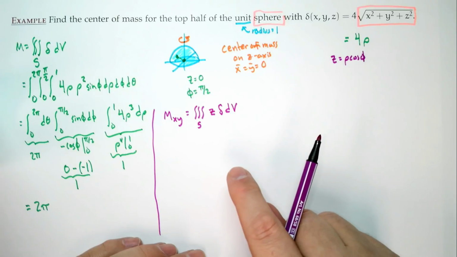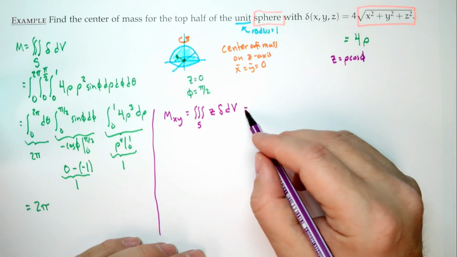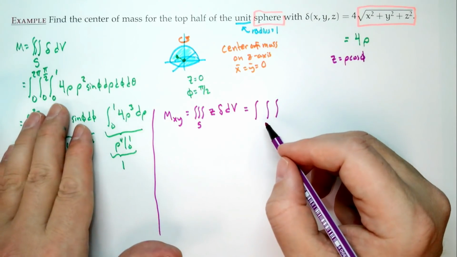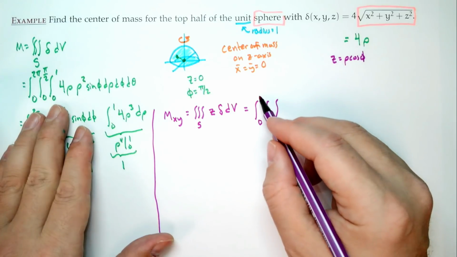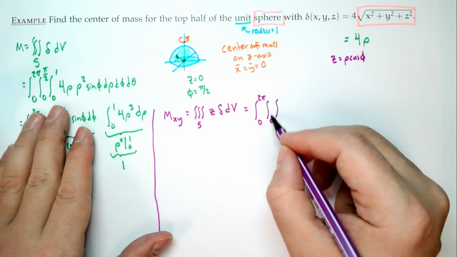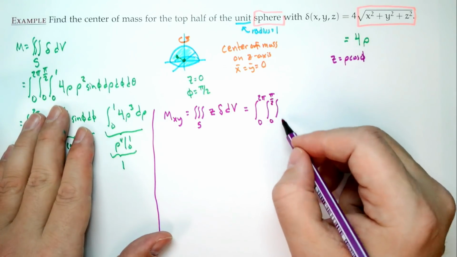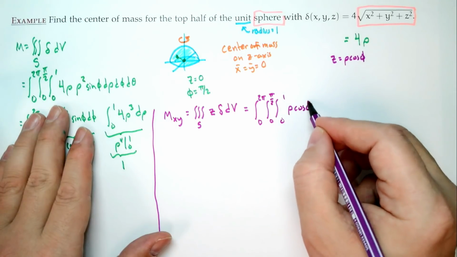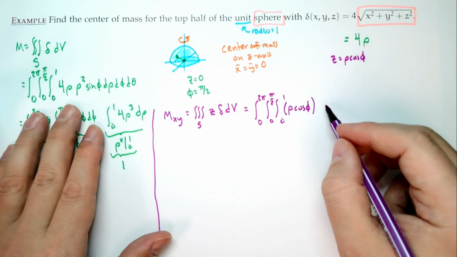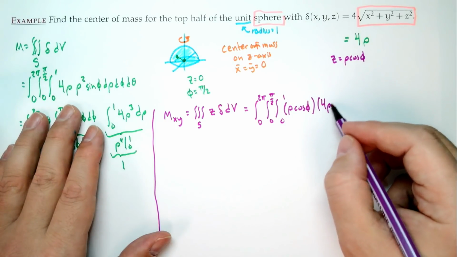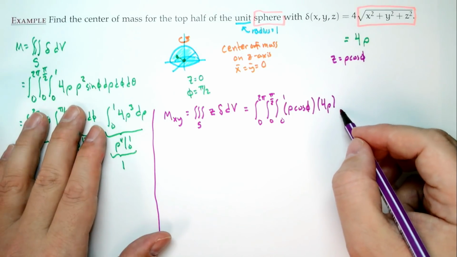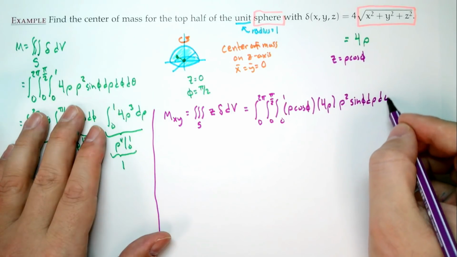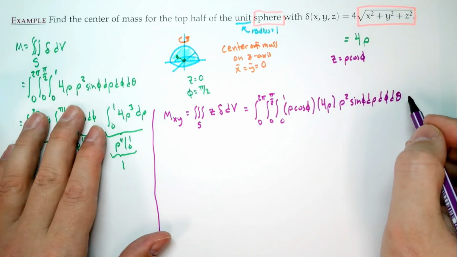So, what happens? This is going to become integral, integral, integral, and the shape is still the same, so the bounds are the same. We don't even have to think about new bounds, because the bounds don't change. What changes? Now there's a rho cosine phi added in for the z. We still have the 4 rho for our density, and we still have our rho squared sine of phi, d rho d phi d theta, which is our dV.